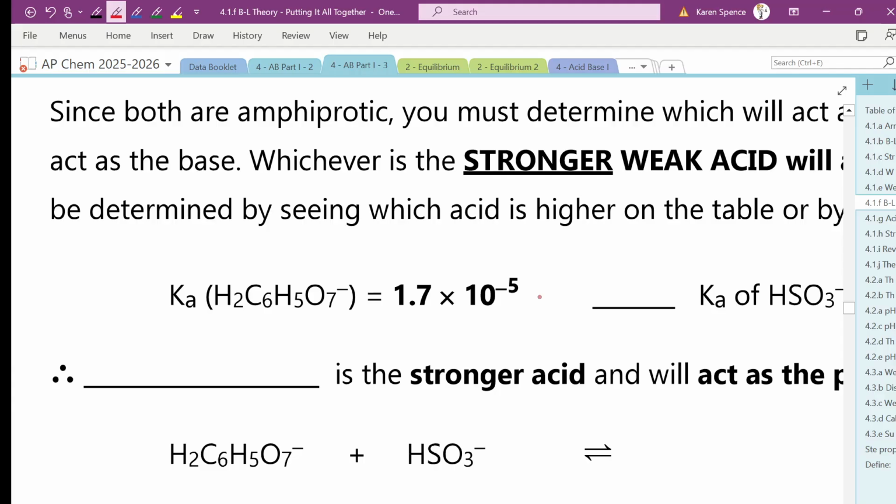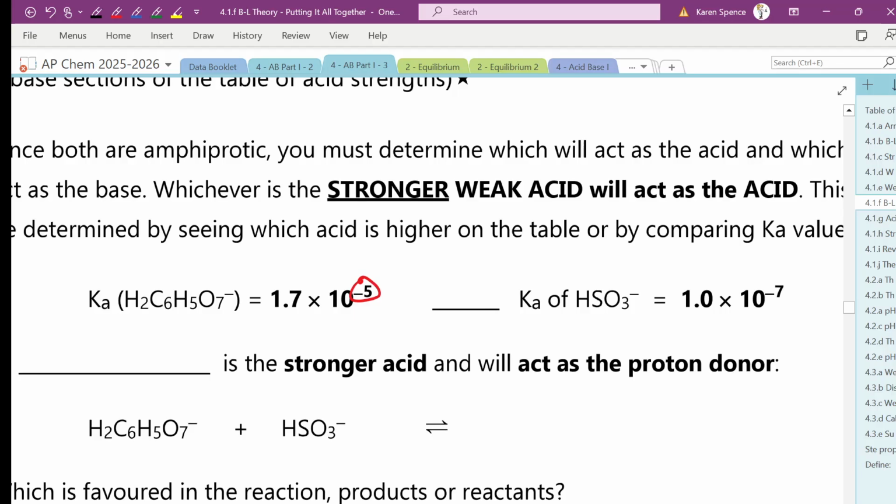H2C6H5O7 negative has a Ka of 10 to the negative 5. HSO3 negative has a Ka of 10 to the negative 7. So who is the stronger acid? H2C6H5O7 negative is the stronger acid, and it will act as the proton donor. So we're going to have a hydrogen move from here to there.